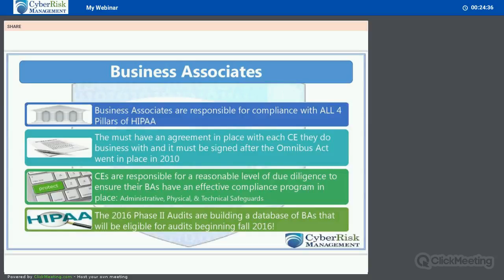Covered entities are responsible for a reasonable level of due diligence to ensure their business associates have an effective compliance program in place, the administrative, technical, and physical safeguards. And the 2016 Phase 2 audits are building a database of business associates that will be eligible for audits in 2016. So there is a database out there of business associates, and they are able to be audited just like a covered entity is.